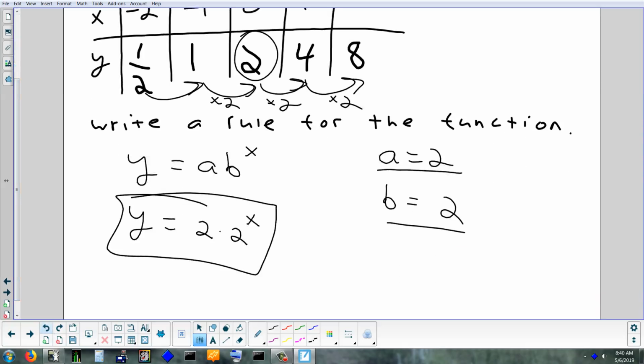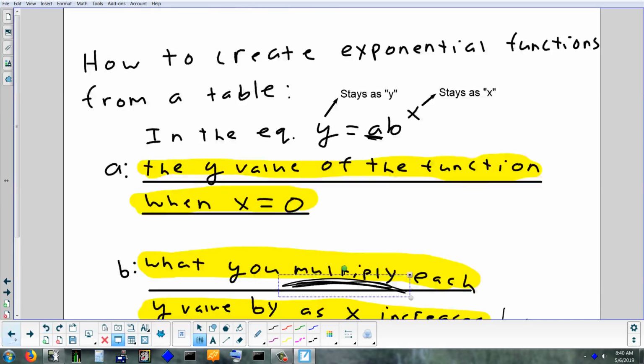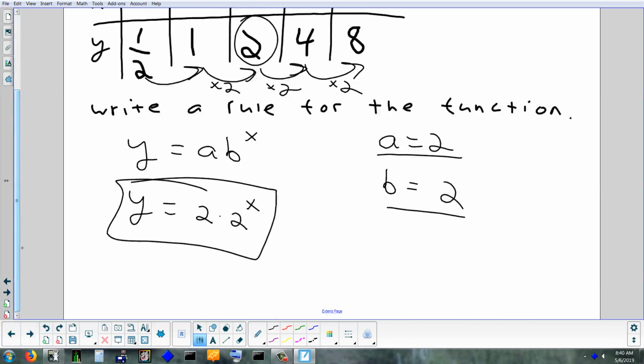All right, so we just leave it. And that's your final answer. 2 times 2 to the x. We don't worry about x at all. Remember, we wrote down y stays as y, x stays as x. We don't have to worry about those two. That's your final answer. Okay. Any questions on that?